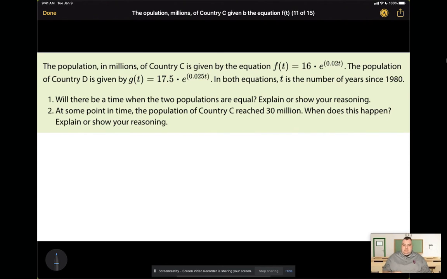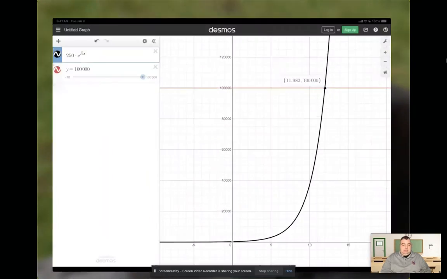So the easiest way to figure out whether this will happen is to graph both of these functions on Desmos with the understanding that instead of typing in t, I'm going to type in x. So let's go to Desmos.